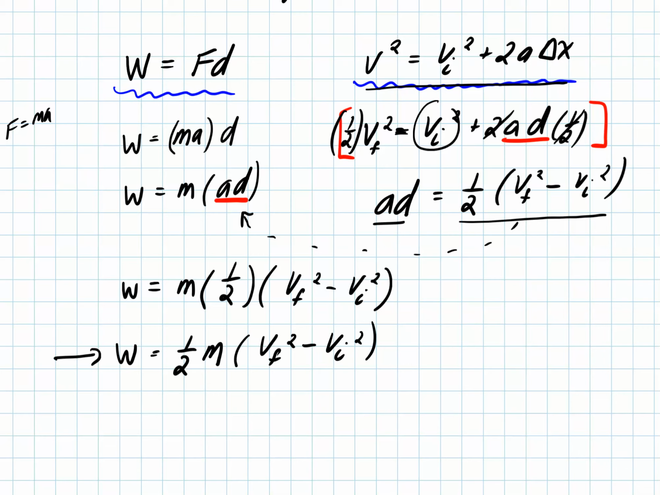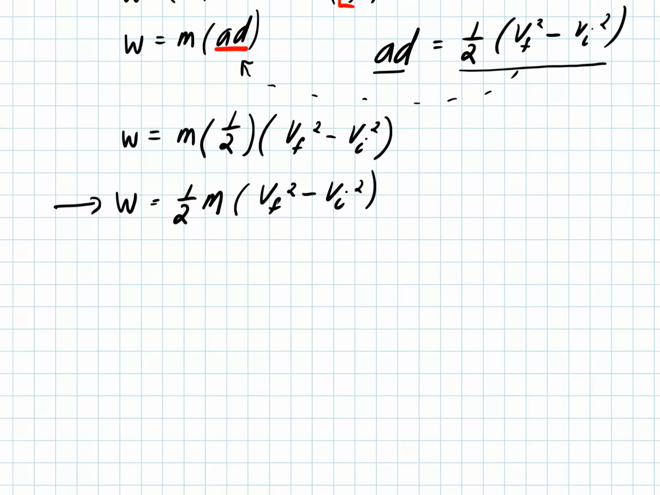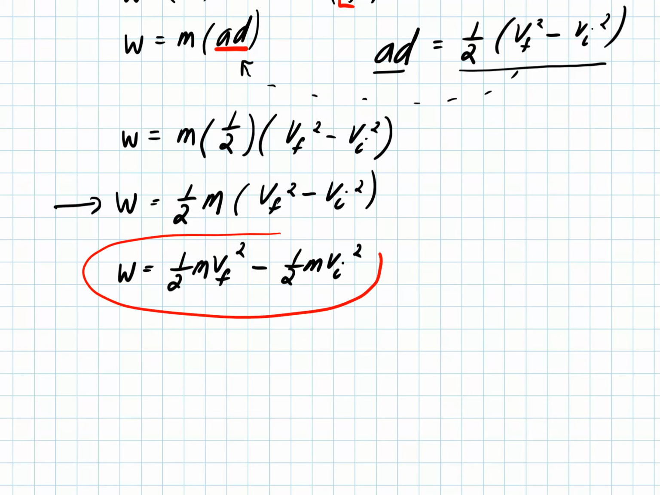And let's just take that one more step. Let's distribute, take the stuff out of the parentheses. So the work you do in making something speed up is equal to 1/2 m V final squared minus 1/2 m V initial squared. Okay, so we've got this right here.